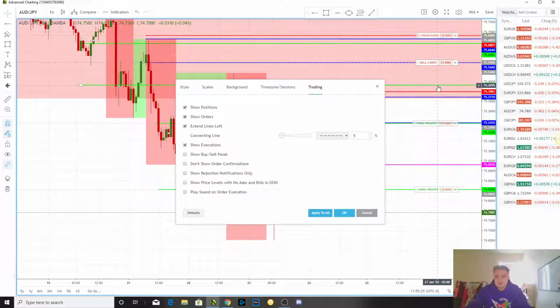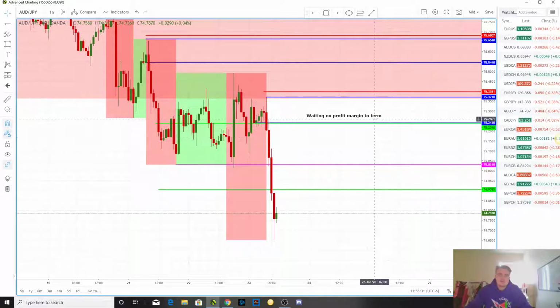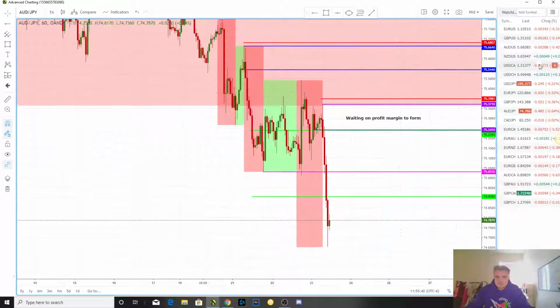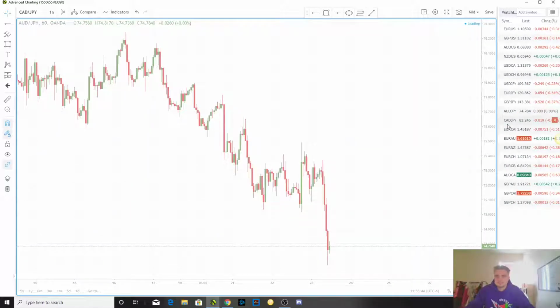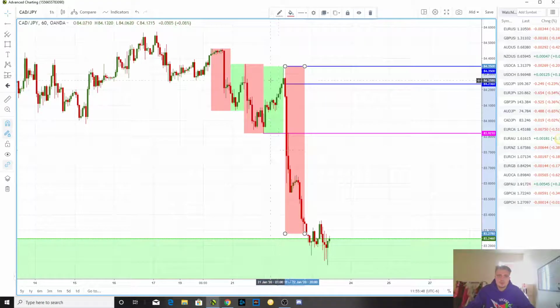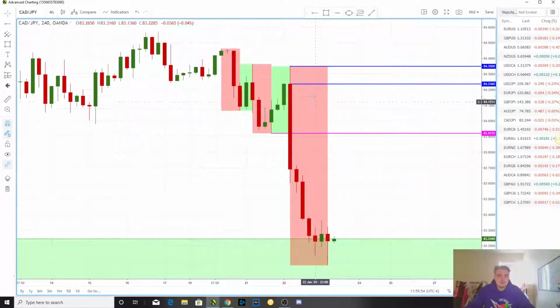Okay, so delete these green lines, clean up the charts a little bit. Make this line purple. And this one also purple. So that's what we're looking like on the Aussie yen. I'm just going to wait on that profit margin to form. Now we got to wait for this to turn around.